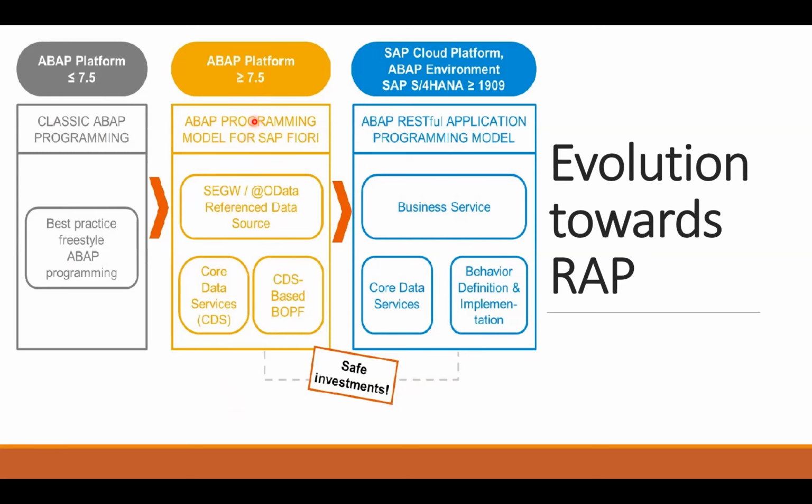In the ABAP programming model for SAP Fiori, we have more control on V2 OData services, but coming to RAP, it is even more supported with OData V4 capabilities. There are differences between V2 and V4, and we will see what those differences are. V4 has more advanced features from a querying point of view itself.